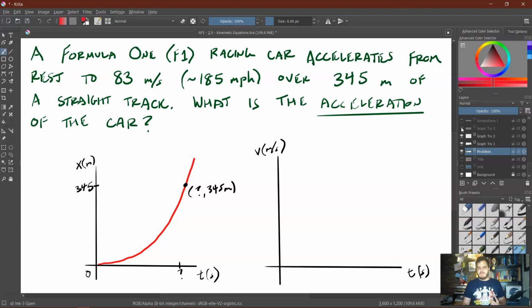And similarly, we could build a v versus t graph, and once again, we know it goes from 0 to some speed, but we also don't know what time that occurs at either. Now, I want to be clear, we could solve this problem using these graphs, but it would be a little convoluted. There'd be a lot of extra steps, and it could take us quite a while, and we would really have to make sure we were graphing things really precisely.